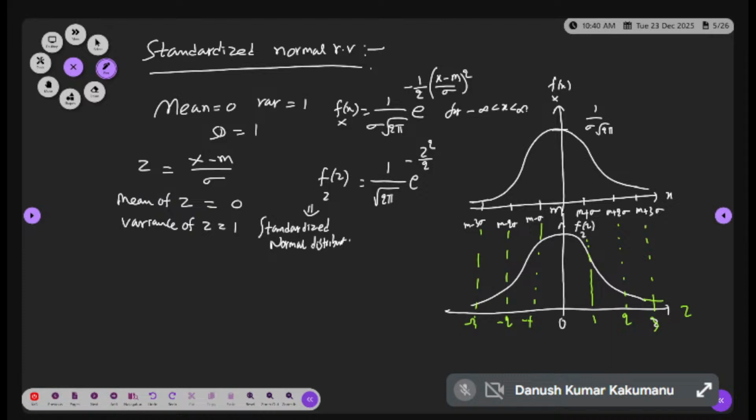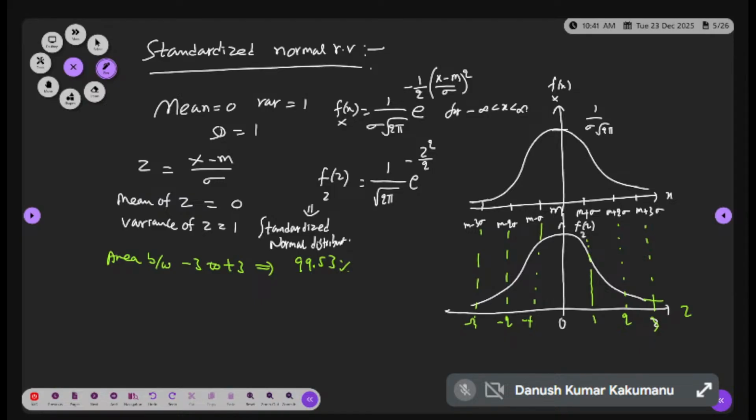Okay. The remaining properties are all the same. What is the area between minus 1 and 1? How much is this area? 68. This area is 68. They ask questions like that also. What is the area from minus 2 to plus 2? 95. Minus 3 to plus 3? They asked that question recently, the area between minus 3 to plus 3. It was also in a previous GATE exam: 99.73 percent. Is it clear to all of you?